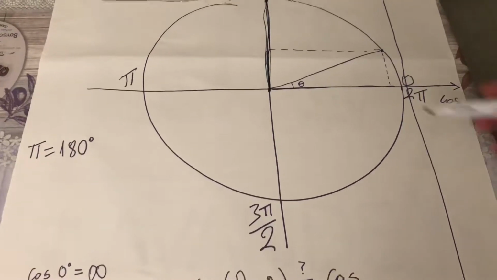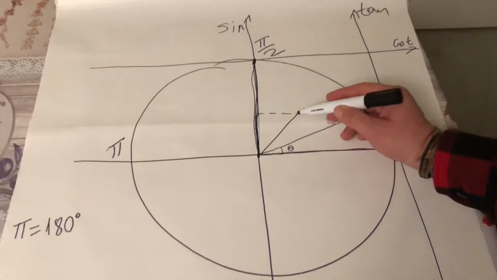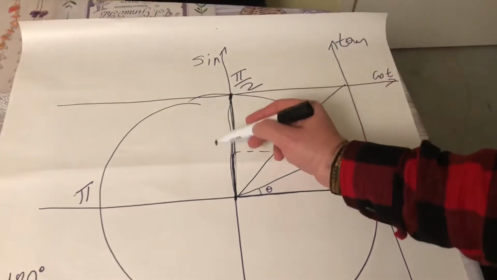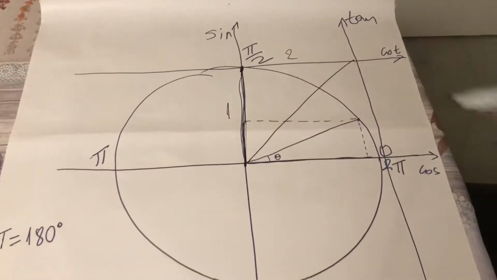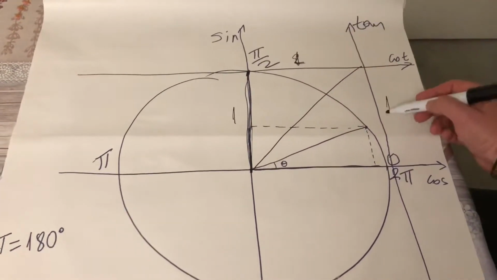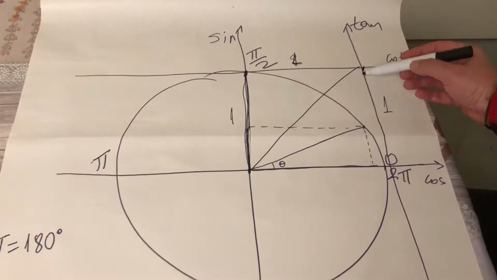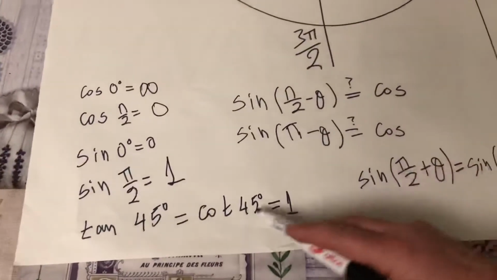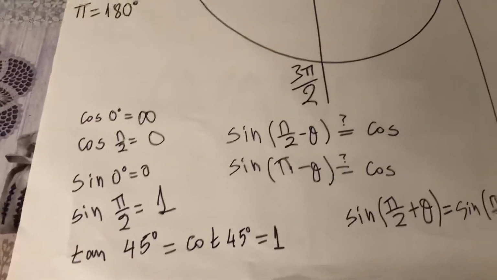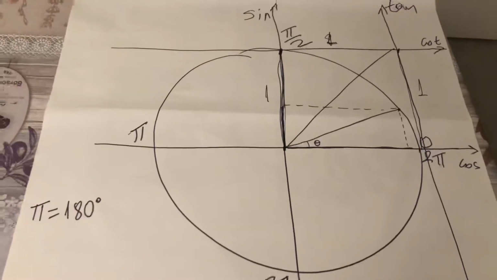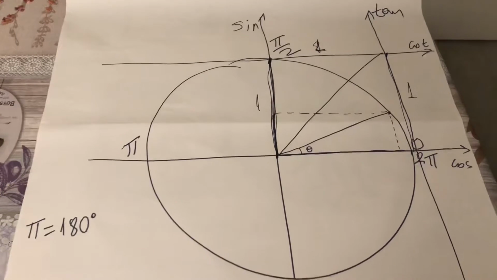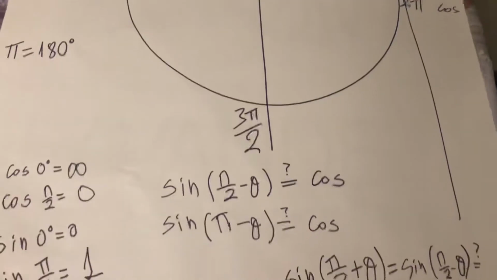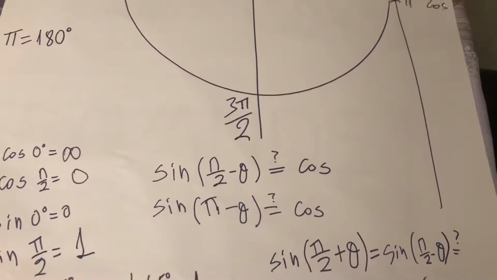And tangent 45 degrees, we can easily see from here, this is 45 degrees, and each length is 1. So we can see that tangent 45 equals 1, which is equal to cotangent 45, which is also equal to 1. So what I actually try to show you now is, what is the equivalent of sine of pi over 2 minus theta? What is the cosine equivalent? Or similar equations with the same logic, you can solve all of them.